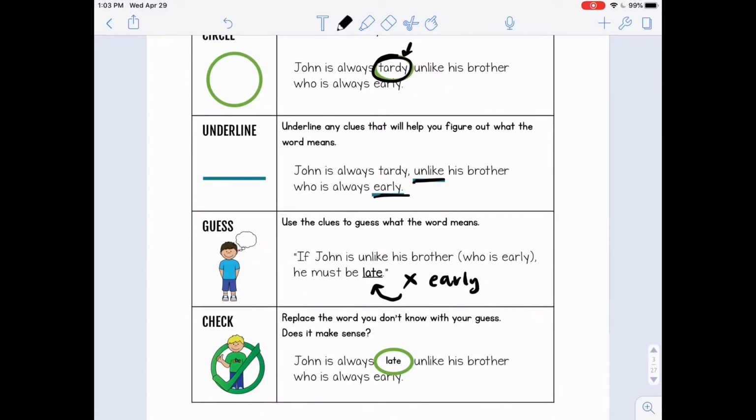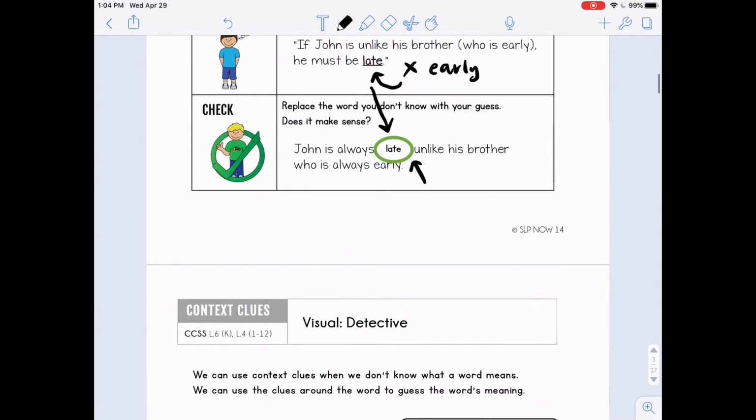And then we plug that word into the sentence, we check it, and see if it works. So John is always late, unlike his brother who is always early. Do you think that tardy and late could mean the same thing? Yeah, I think they could mean the same thing.